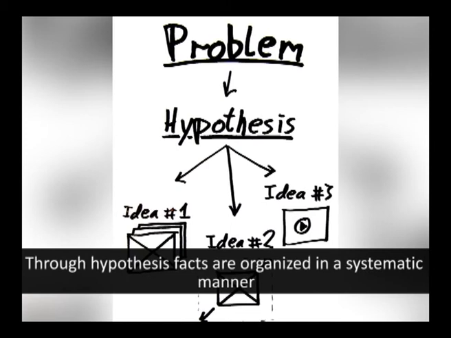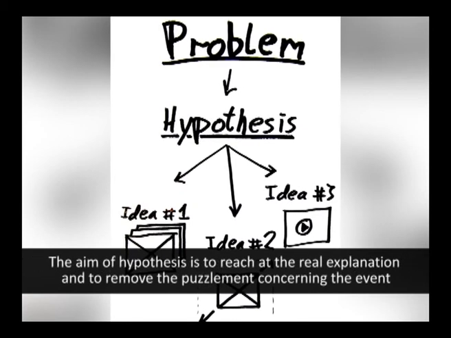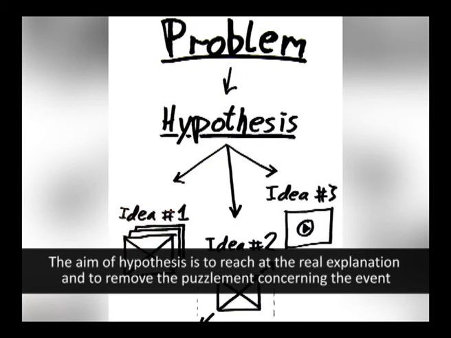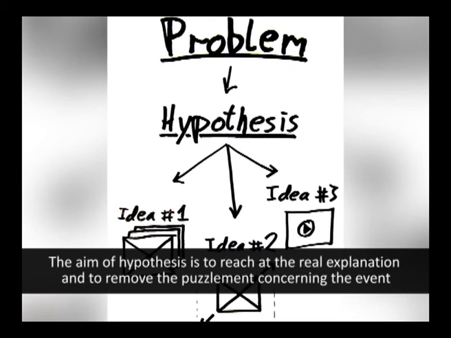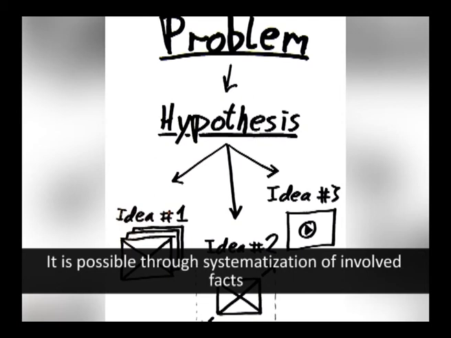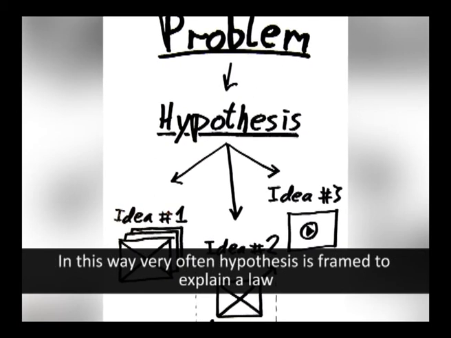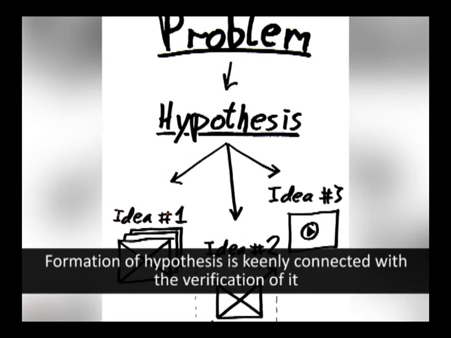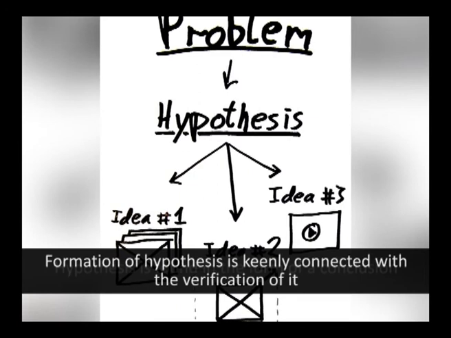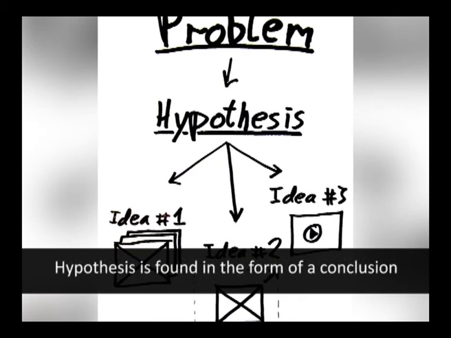Through hypothesis, facts are organized in a systematic manner. The aim of hypothesis is to reach the real explanation and to remove the puzzlement concerning the event. It is possible through systematization of involved facts. In this way, very often hypothesis is framed to explain a law. Formation of hypothesis is keenly connected with the verification of it. Hypothesis is found in the form of a conclusion.